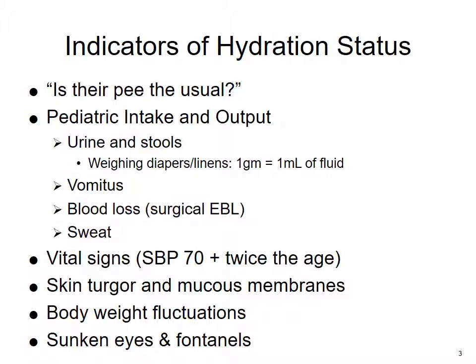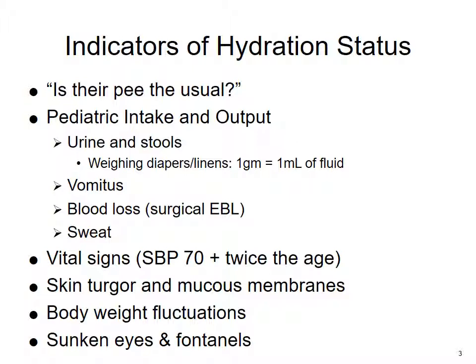Vital signs are an indicator of hydration status. So the more elevated their heart rate, the more tachycardic they are, often the more it means they're dehydrated. Blood pressure, having a blood pressure drop in a child is more of a late sign. It takes a blood pressure longer to drop in a child than it does an adult.